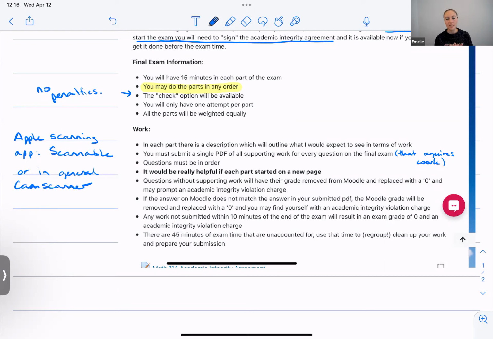You've had practice scanning all your work and submitting it as one PDF. The final exam is where it's going to be super, super important. So I've been training you for the final exam, okay? And you have to do it, okay?